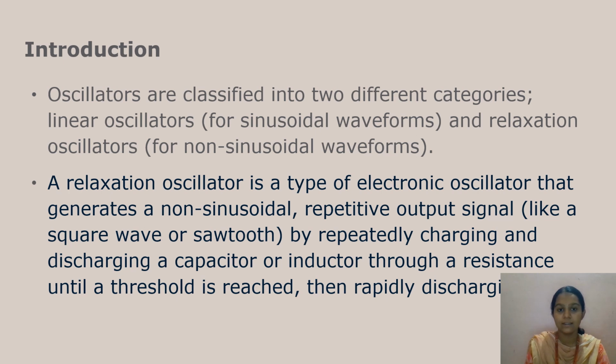A relaxation oscillator is a type of electronic oscillator that generates a non-sinusoidal repetitive output signal by repeatedly charging and discharging a capacitor or inductor through a resistance until the threshold is reached, then rapidly discharging. So in the relaxation oscillator we use a capacitor or inductor or MOSFET, or any other type of device which can store energy, so it can charge and discharge, giving the repetitive output signal, that is square wave or sawtooth, etc.